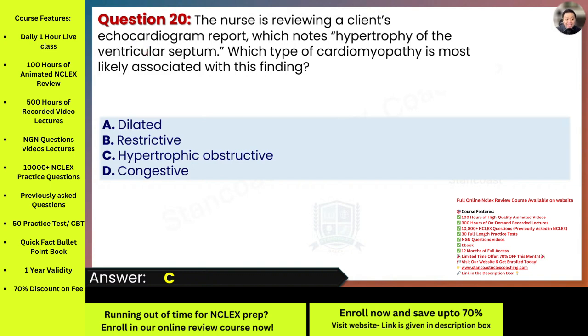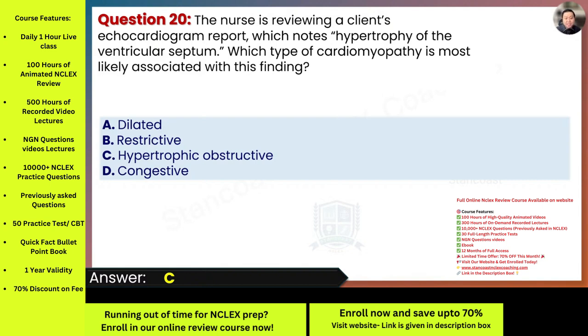Now, why is the dilated type the incorrect option here? Why is A incorrect? Well, this type involves the dilatation or enlargement of the heart's chambers, particularly the ventricles. So instead of hypertrophy, dilated cardiomyopathy results in a weakened heart muscle that struggles to pump blood, and it is the opposite of hypertrophy, so it doesn't match the finding of ventricular septal hypertrophy.